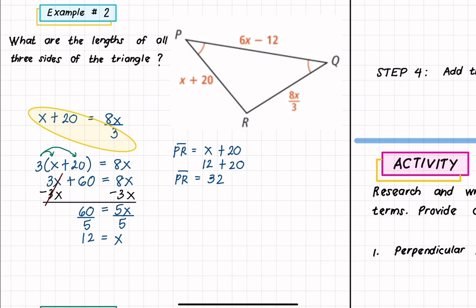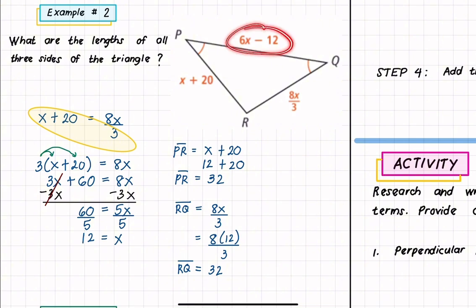Next, let's solve for side RQ. Side RQ is 8x over 3. Substituting the value of x, which is 12. So we have 8 times 12 divided by 3. So what is 8 times 12 divided by 3? Okay, very good. That is 32. So we know that side RQ measures 32 units. So as you can see, class, side PR is 32 and side RQ is 32. It's because PR and RQ are congruent. That's why they have the same side length.